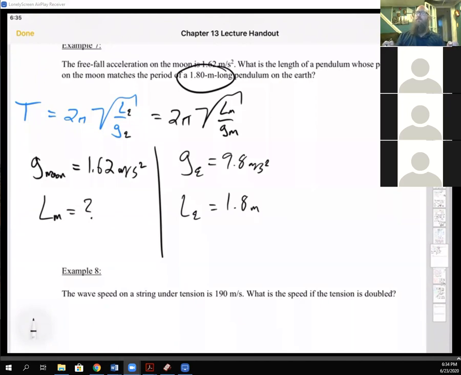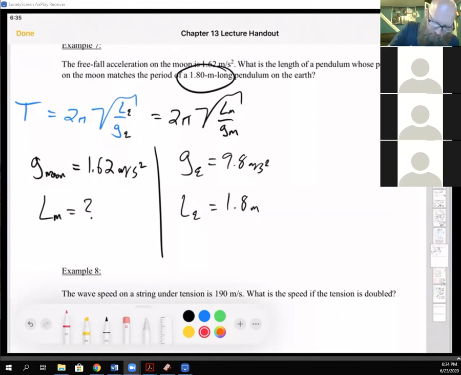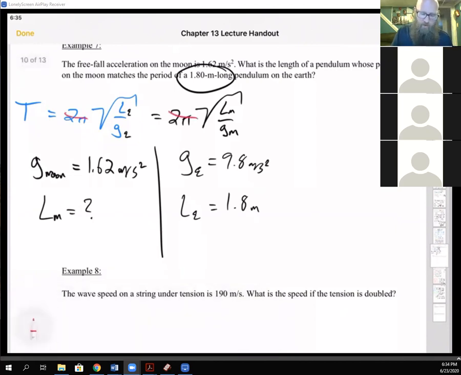So I can do some math to this. By the way, in the handout, I did this by solving for the period and then plugging back into the equation with a new g to find a new length. But I like what we're about to do better. Although admittedly, it takes a little more math abstraction, but it's equally correct. So I could divide both sides by 2 pi. And then I could square both sides, which makes the square root go away.